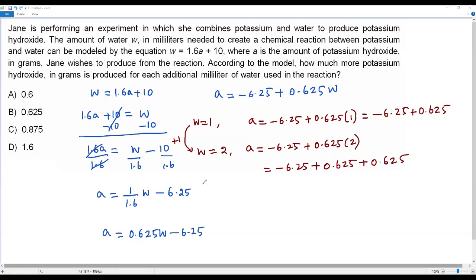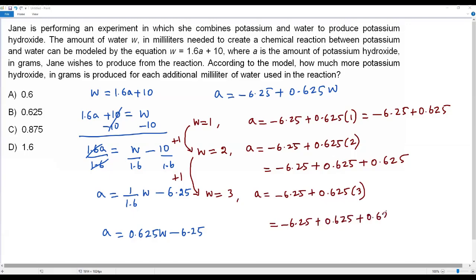Now I'm going to increase the amount of water further by 1 milliliter, from 2 milliliters to 3 milliliters. So to find the amount of potassium hydroxide in grams produced, again I have to plug in W = 3 into this equation. Let me do it. Then A = -6.25 + 0.625 times 3. Here 0.625 is multiplied by 3, so we can write this 0.625 three times.